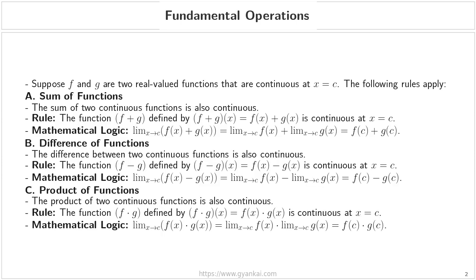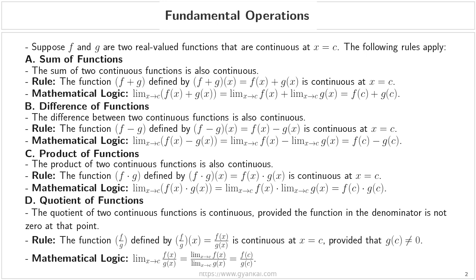Moving on to the product of functions. If you multiply two continuous functions, the resulting product is also continuous. The function f times g, defined as f of x multiplied by g of x, is continuous at x equals c. In terms of limits, the limit as x approaches c of the product of f of x and g of x is equal to the product of their individual limits, which gives us f of c times g of c.